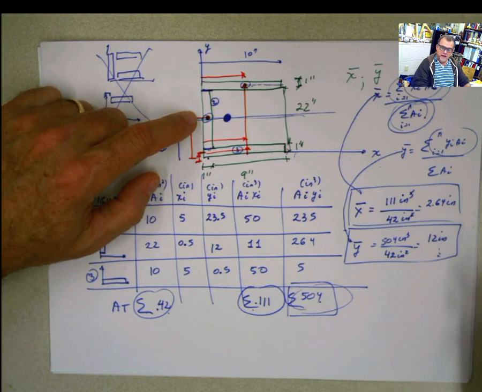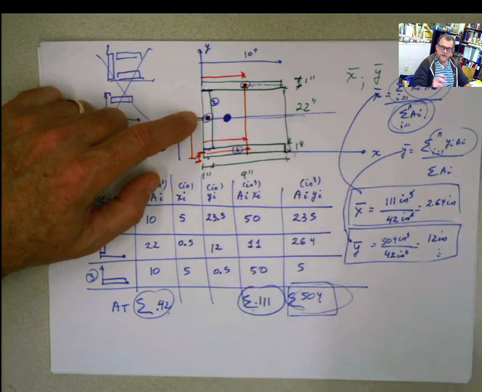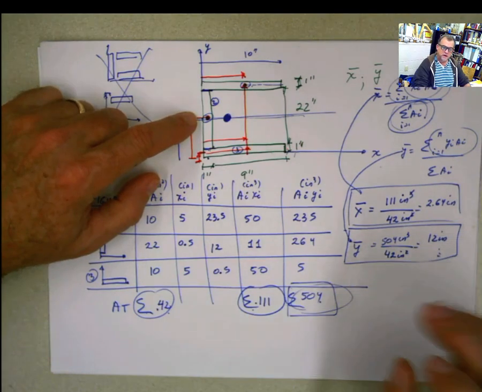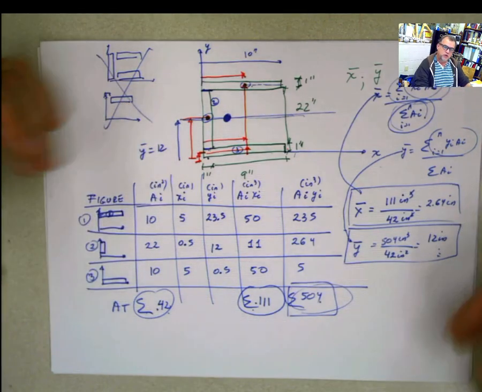I allow my students just to say, in the y direction, the center of gravity is 12 because the section is symmetric and it has the same density. I allow my students to do that because that thought shows that you're thinking, not just doing.